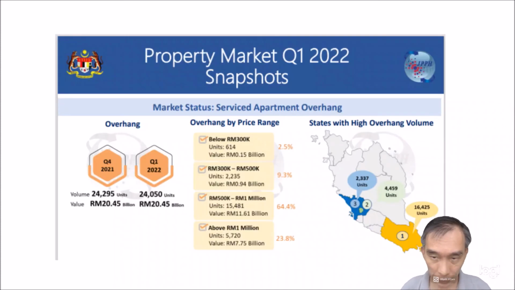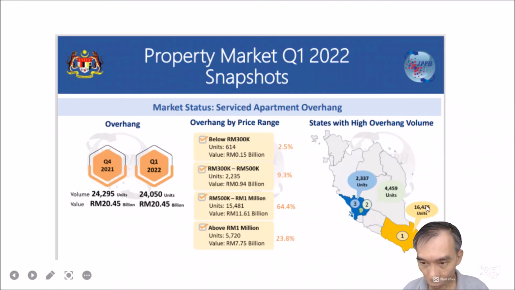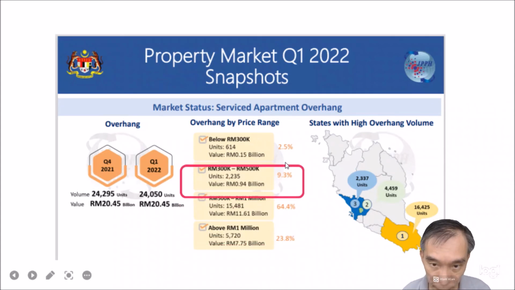So the property market Q1 2022 had a chart about the service apartment overhang. Service apartments are commercial land that is built for strata property like Soho, Sovo. So this you can see, Johor has a lot, 16,000 units. Two is Selangor, not Kuala Lumpur, 2,337, and then Kuala Lumpur is 4,459.